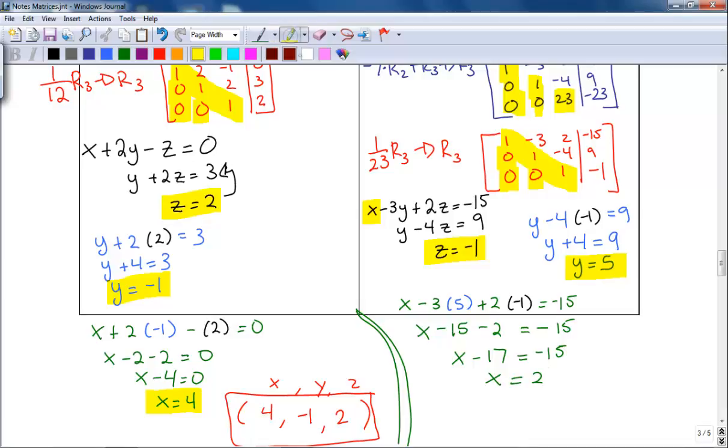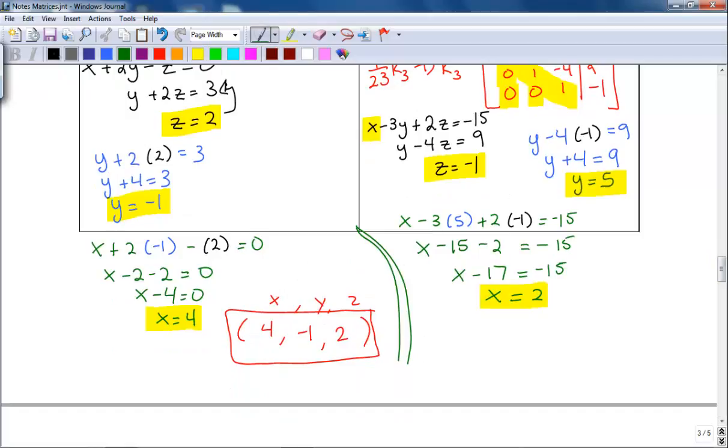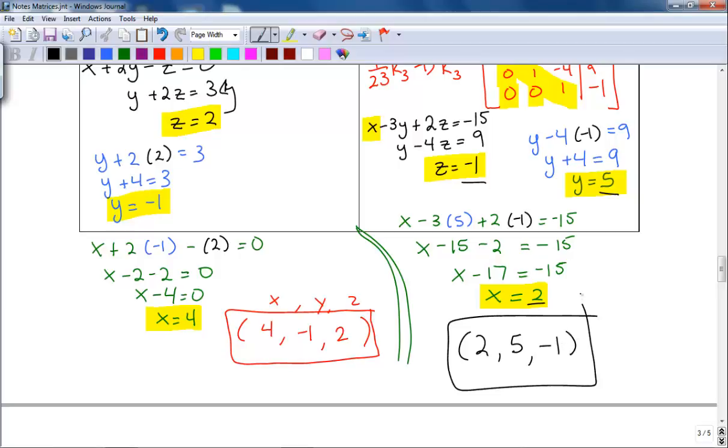So now I have my x, I have my y, I have my z. So as an ordered triple, my answer would be 2, 5, -1. So my answer is 2, 5, -1.